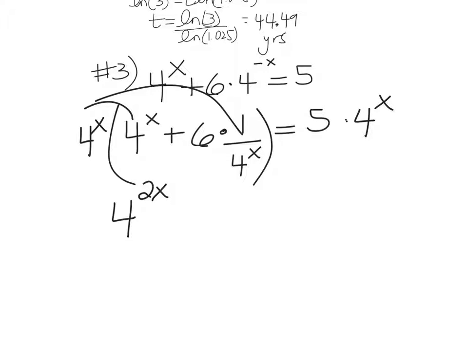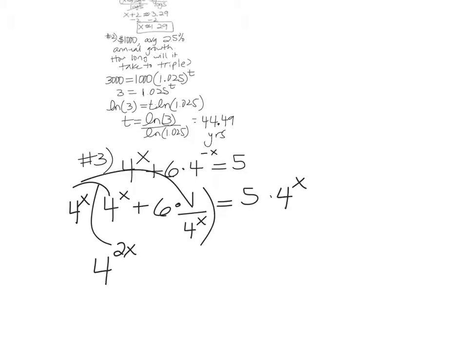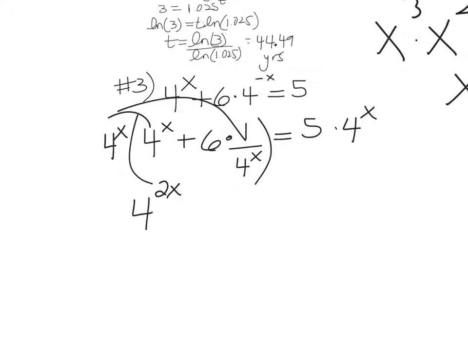The base stays the same, and you add the exponents, right? Like if you did x to the third times x to the second, the x's don't change. It's x to the fifth. It's not 2x to the fifth or x times x. The base stays exactly the same, you just add the exponents. Plus 6 equals 5 times 4 to the x. And you're probably still thinking that didn't help much.